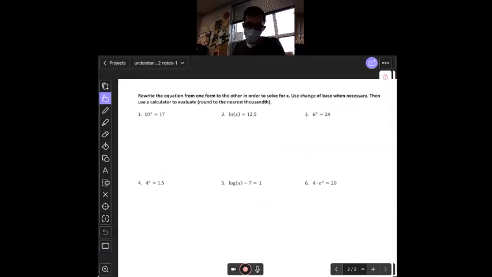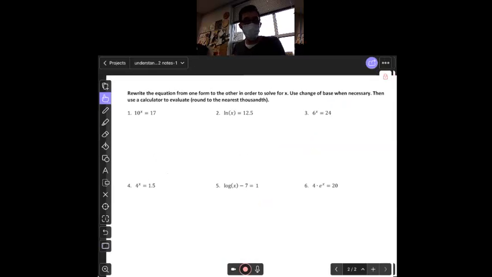So really where we're heading with this is this idea of solving these equations, right? This is what we finished up on yesterday. I tried to clarify the instructions a little bit on this, about what I'm expecting. I want you to rewrite the equation into the other form in order to solve it. If you need to use change of base, then do. You won't always need to. And then, of course, just finish it up with a calculator if you need to.